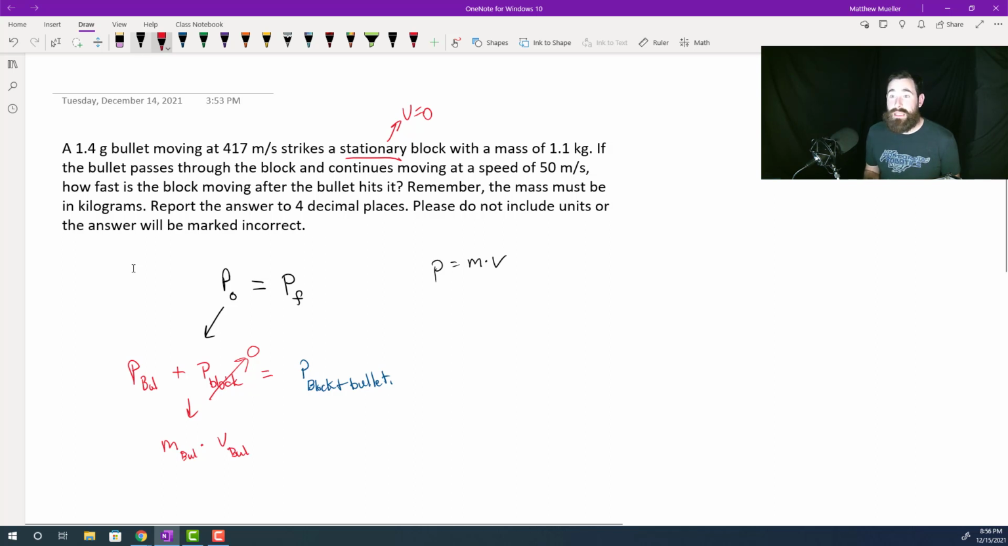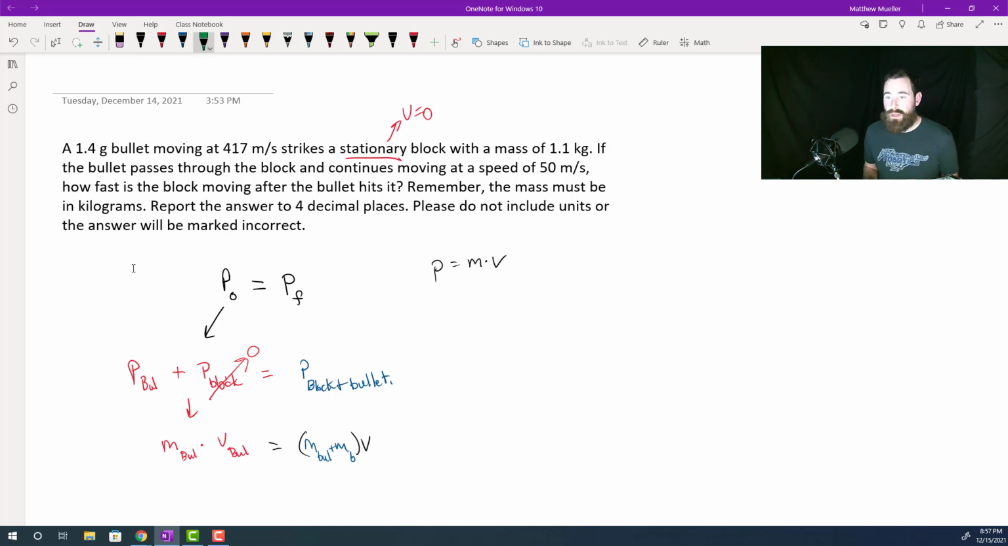And then that's going to be equal to our final situation here. Since we have the block and the bullet, they're going to have a combined velocity. We'll do this in blue here. We're going to have to do the mass of the bullet plus the mass of the block. That's what our equation is going to look like. So this is an inelastic collision. The two things are stuck together at the end, so they're going to have the same velocity with a combined mass. Okay, so there is our equation.